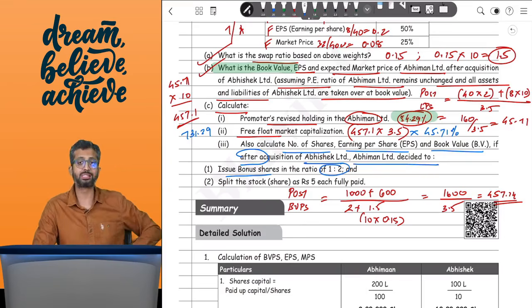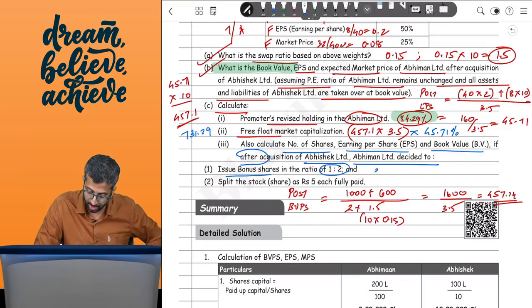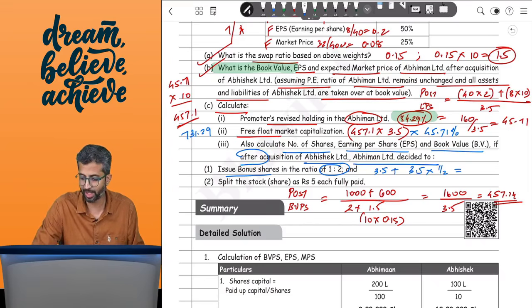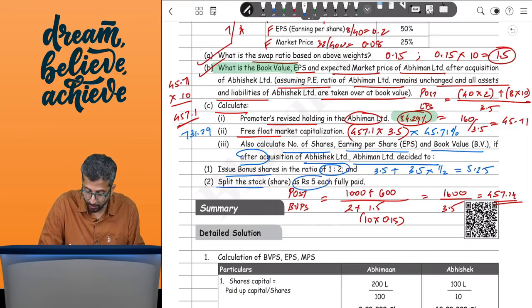This is read as new is to old. So if there were earlier 3.5 shares, I am issuing bonus shares 3.5 into 1/2, that is 1.75 shares. 3.5 over here will be 5.25 shares.